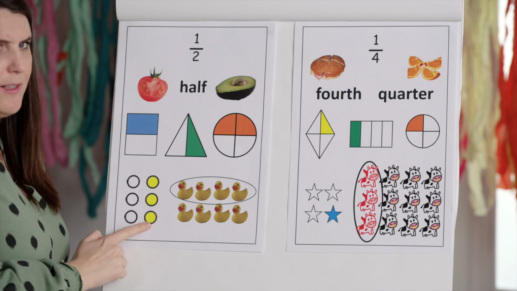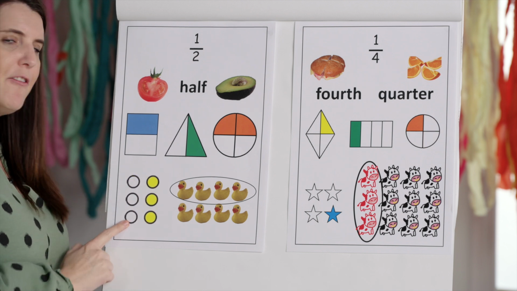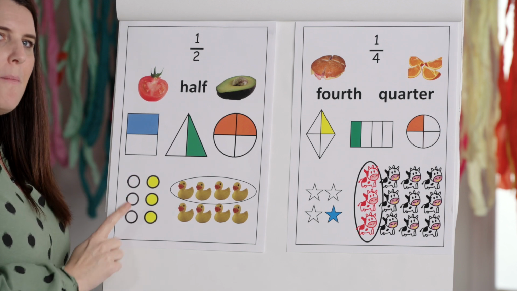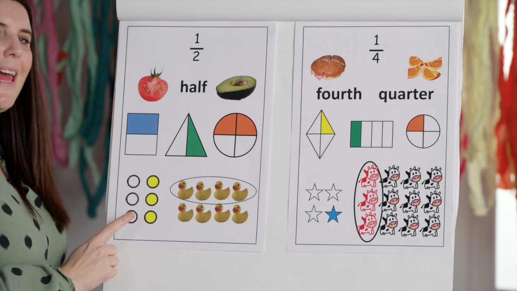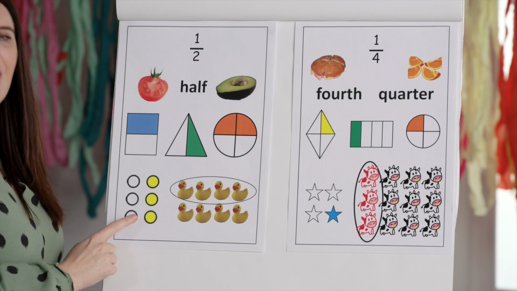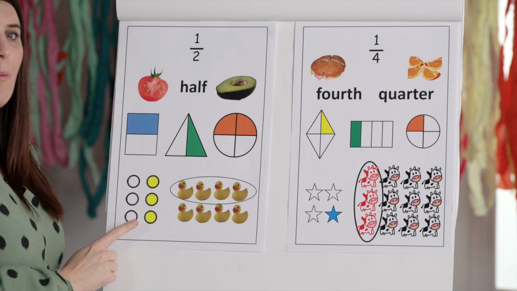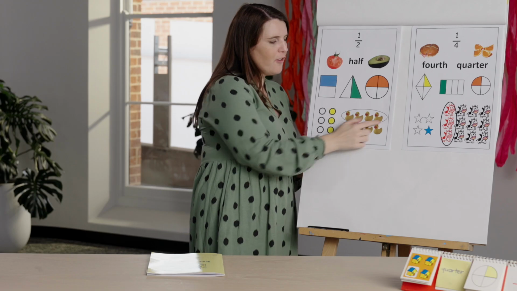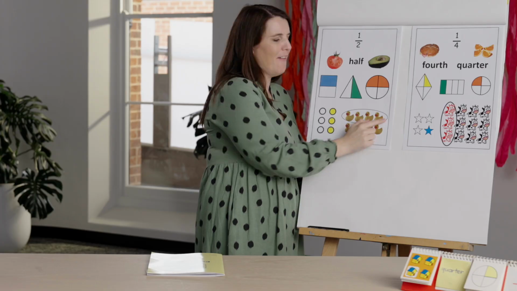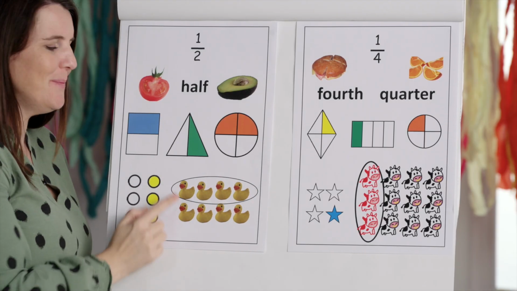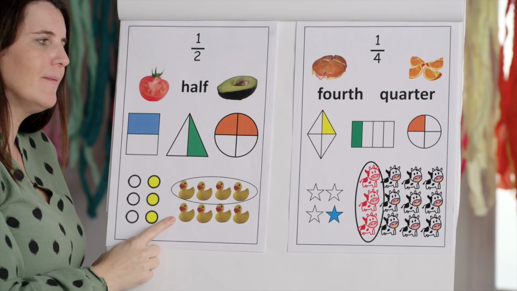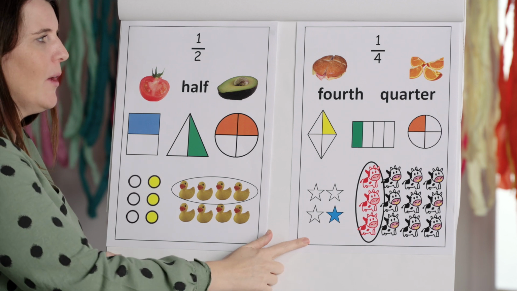So half of my circles are yellow and half of my circles are white. Remember that fractions are all about being equal groups or equal parts. So I've got half of my ducks here that are in this oval collection, and I've got half that are not. So let's have a look over here in quarters.